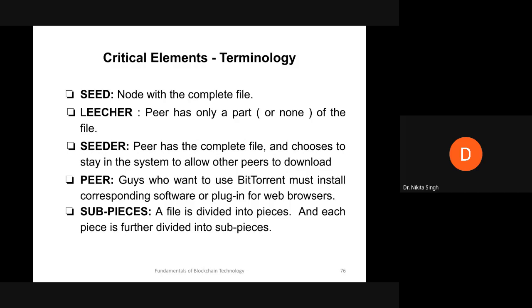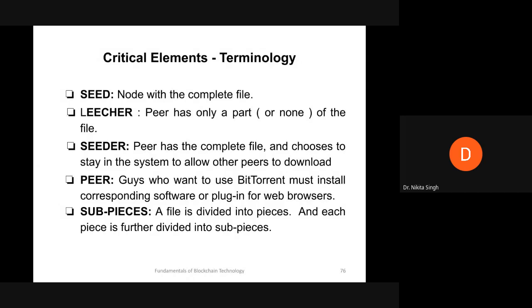So first is, how do you decide which subpiece you would request? Now we know that a file is divided into pieces and pieces are divided into subpieces. So how will you determine which piece or subpiece you should request? So we have a piece selection algorithm for that.